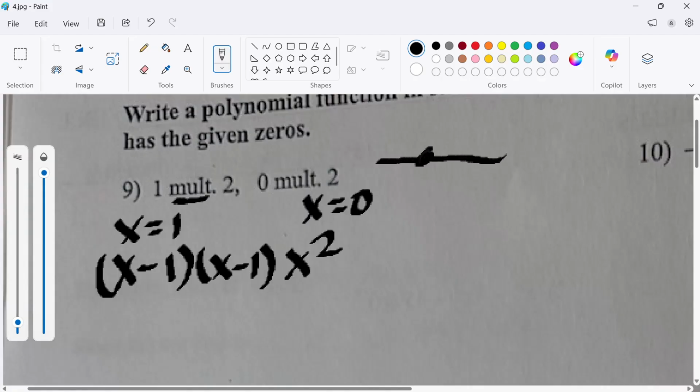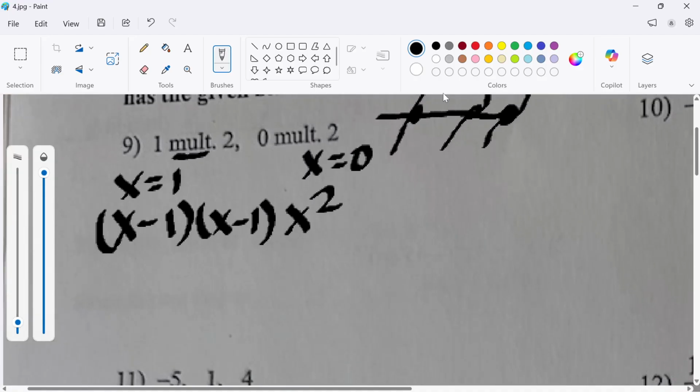Because when something is a zero with even multiplicity, it's going to bounce off. If it's 2, it just bounces. If it's 4, it starts flattening out. 6, it's going to flatten out even more. If it's odd multiplicity, 1, it's going to just go through it. 3, it's going to bend a little bit. 5, it's going to bend even more, etc. So that's why multiplicity is important.